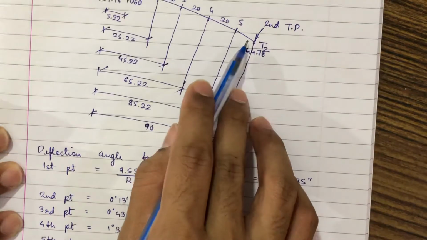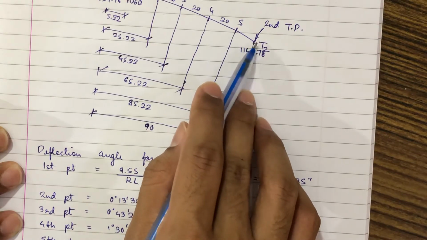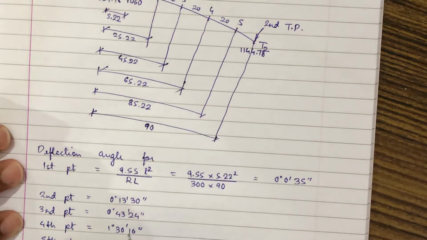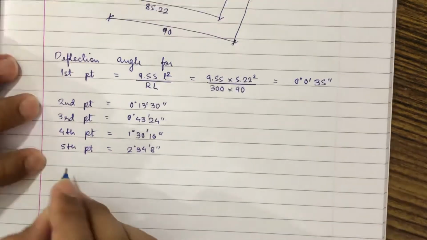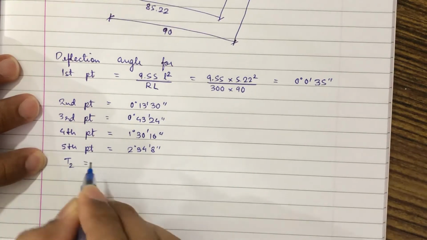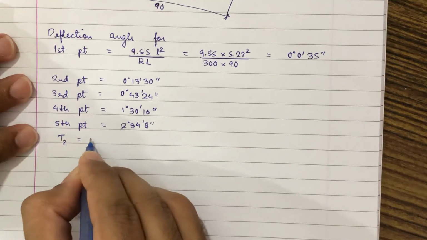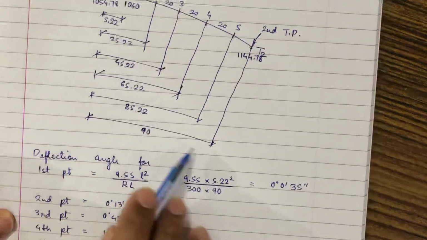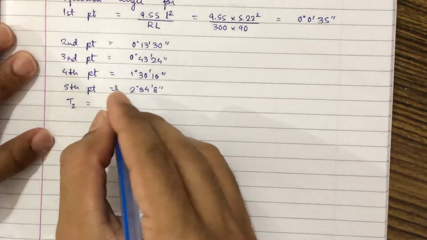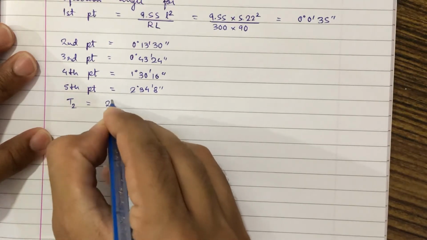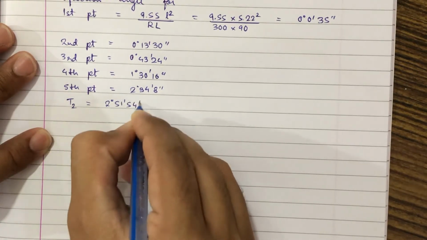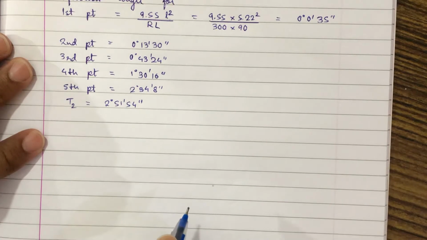And the last, that is this point T2, or you can call it the second tangent point as well. This is at a distance of 90 meters. On substituting this value, it comes out to 2 degree, 51 minute, 54 seconds.